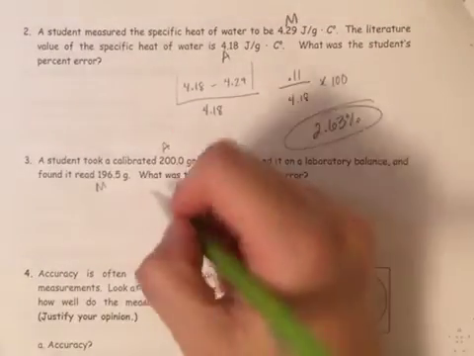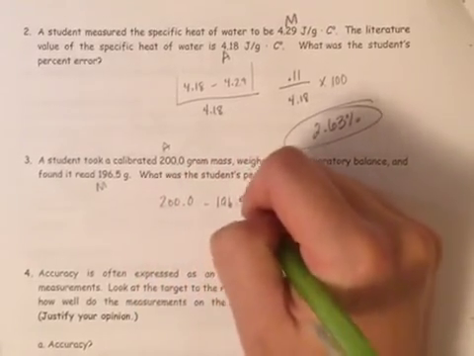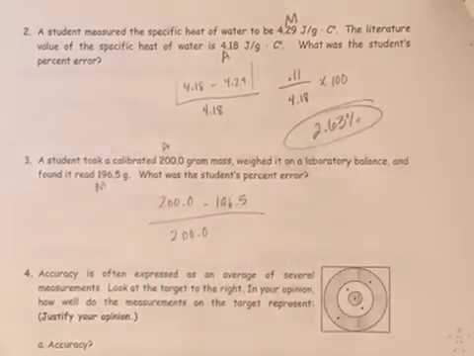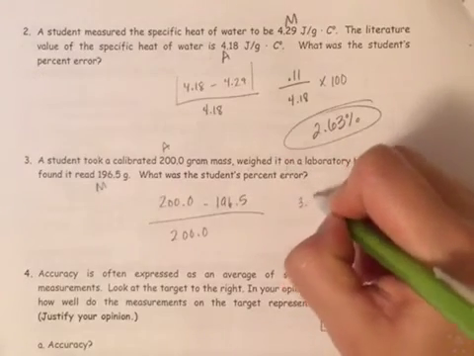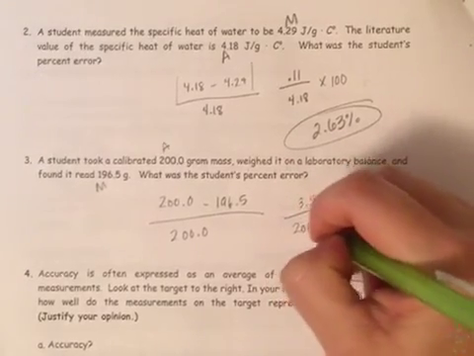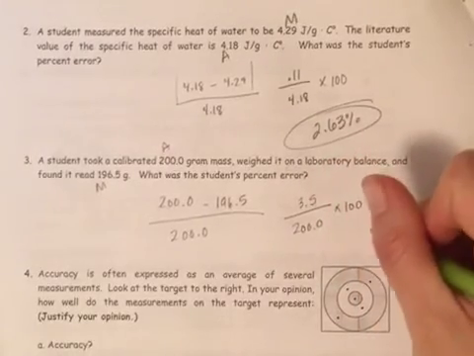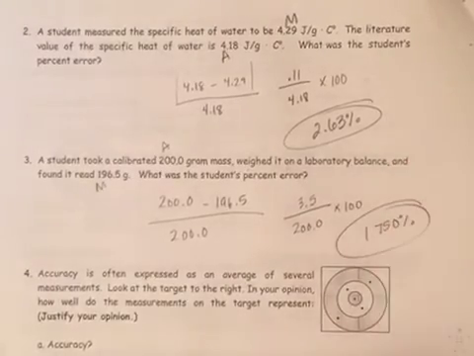Once again, there's my accepted, and then my measured over the accepted. And this comes out to be 3.5. So do this division first, then multiply it by 100, and make sure you pay attention to significant digits.